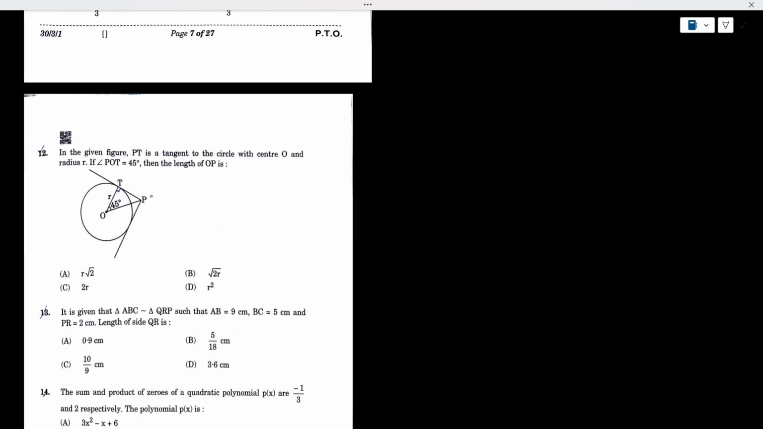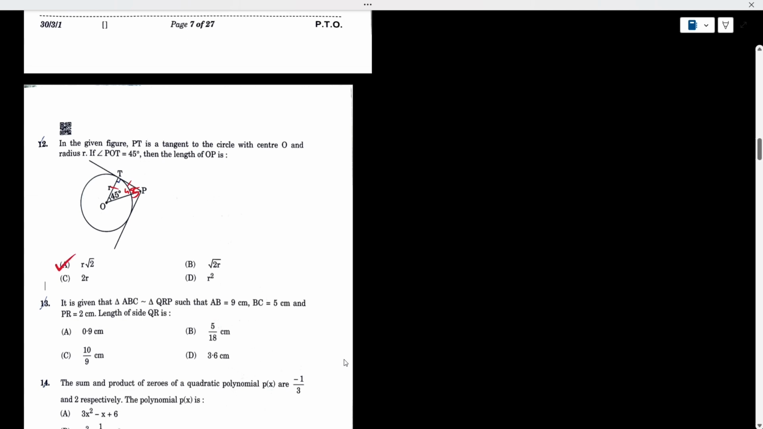Then question number 12, it is based on tangent. You can use a trigonometric ratio, or since this angle is 45 degrees, both sides are equal. You can use the Pythagoras theorem or a trigonometric ratio. If you use it, you will get the answer as root 2 r, or r root 2.